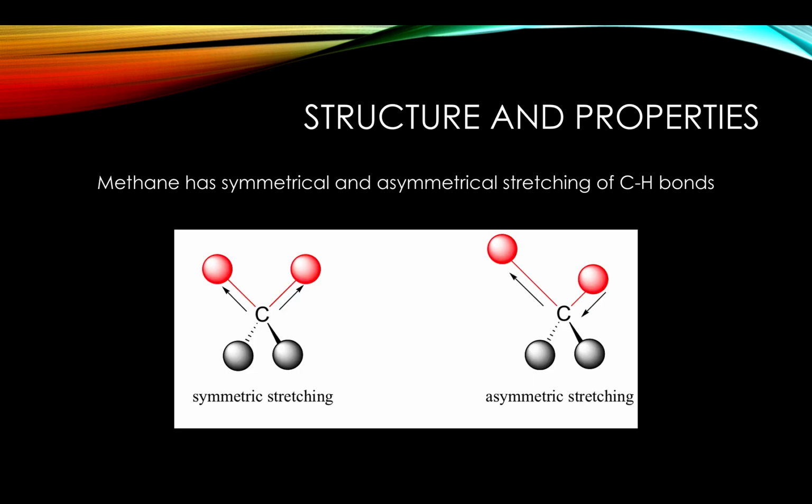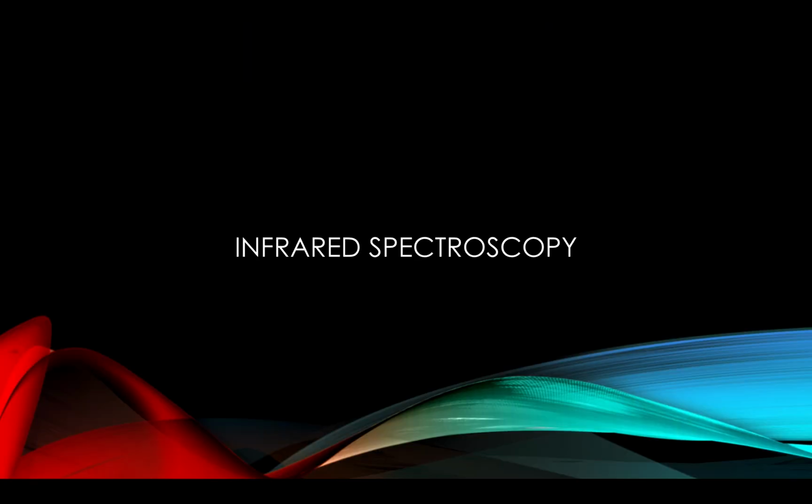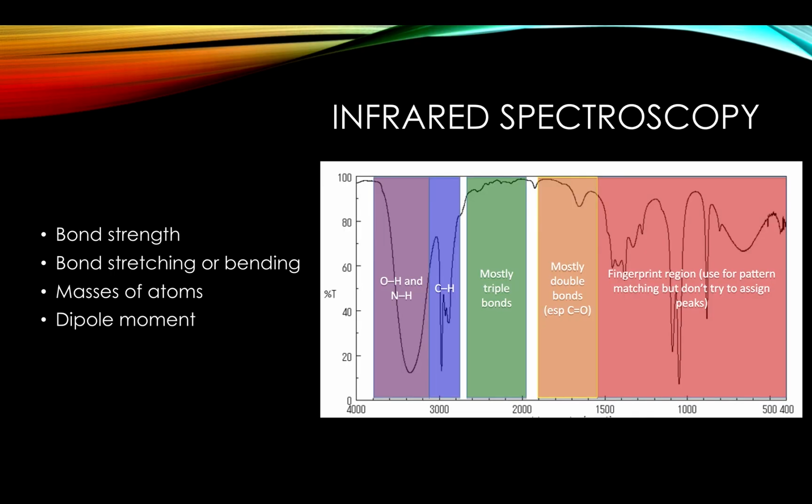The bonds between the atoms in methane are sigma bonds, which allows the atoms to rotate and vibrate. The types of vibrations a molecule can have are symmetrical stretching, asymmetrical stretching, scissoring or bending, rocking, wagging, and twisting. Methane undergoes symmetrical and asymmetrical stretching. The different energies of vibrations in molecules are quantized and can be measured through infrared or IR spectroscopy. IR spectroscopy measures the energy of the vibrations in a molecule and the absorption of IR radiation.